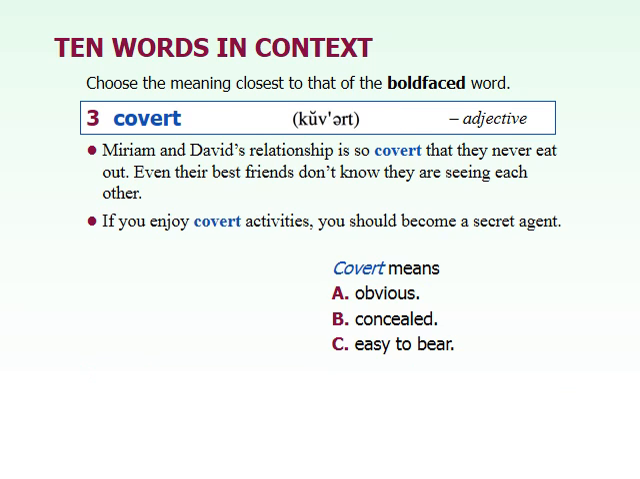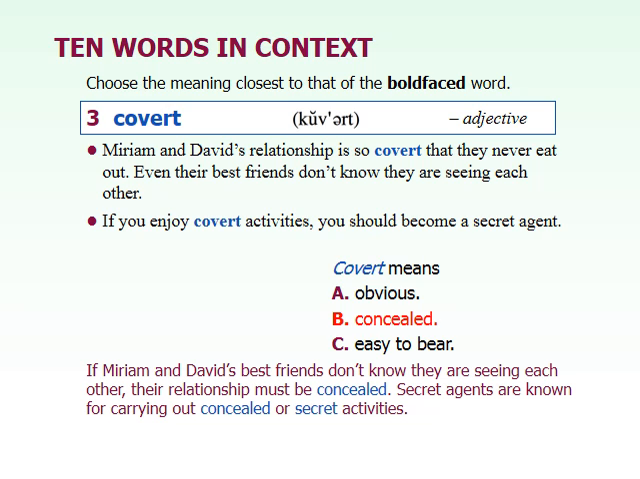Okay. Our next word here is covert, and this one is an adjective. Miriam and David's relationship is so covert that they never eat out. Even their best friends don't know they're seeing each other. If you enjoy covert activities, you should become a secret agent. So what covert means is concealed, and concealed means hidden.